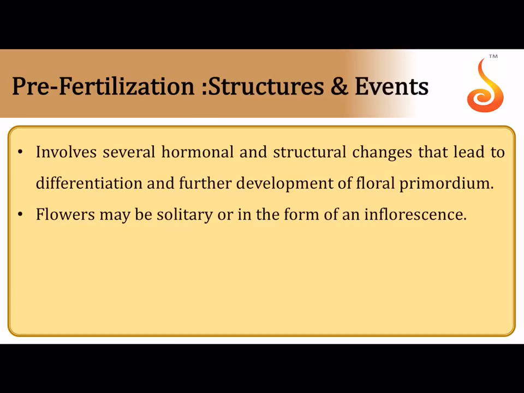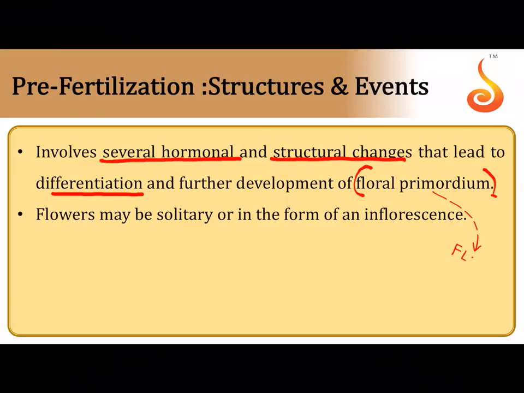Now, when a plant is ready to reproduce after it has completed its vegetative growth, there are several hormonal changes and several structural changes that happen in the body of the plant, and ultimately there is differentiation at the tip of the stem. Mostly the shoot apical meristem modifies itself into a structure referred to as the floral primordium. The floral primordium is the tissue which ultimately gives rise to the flower.